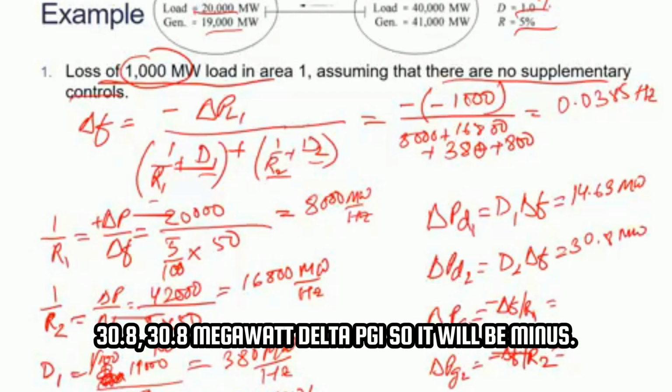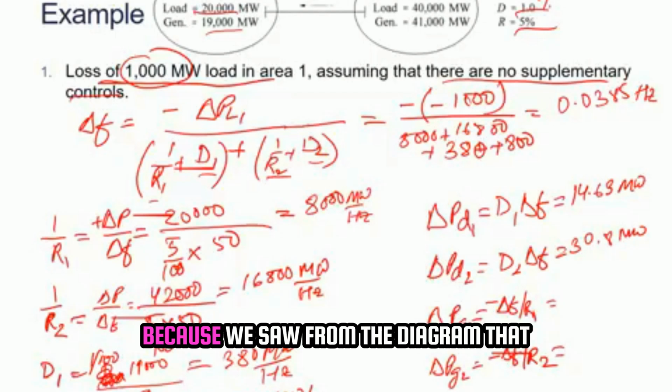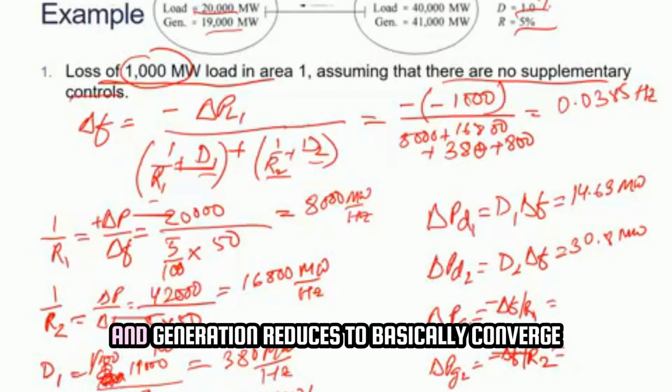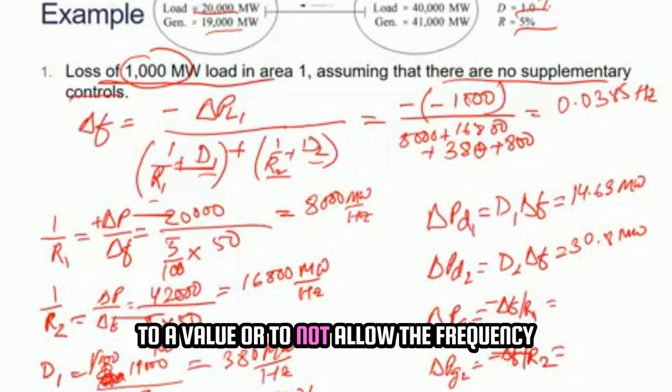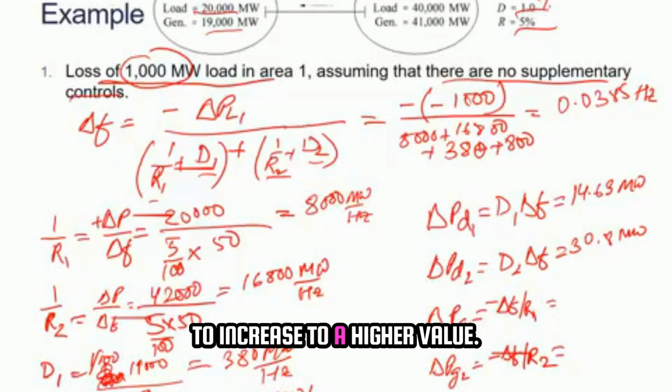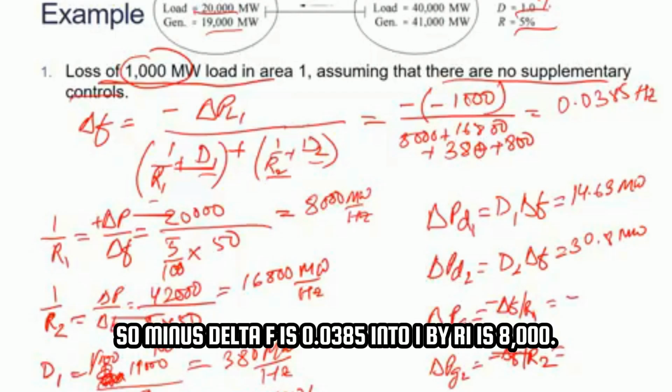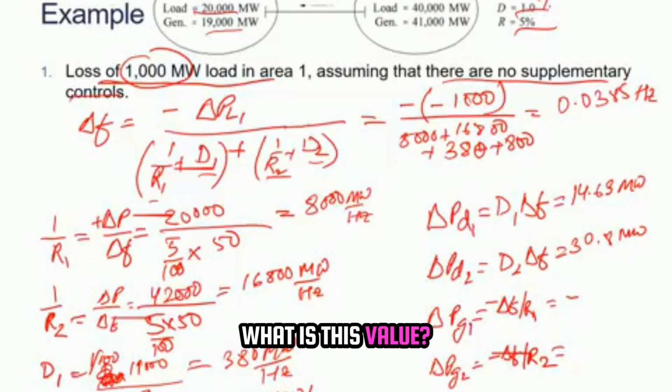Delta PG1 will be minus, because we saw from the diagram that when frequency increases, load increases and generation reduces, to converge to a value and not allow the frequency to increase to a higher value. So minus delta F is 0.0385 into 1 by R1, which is 8000. What is this value? Minus 308 megawatt.